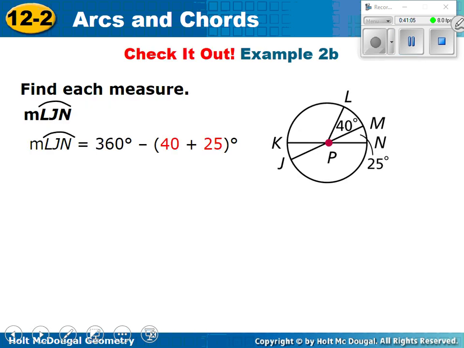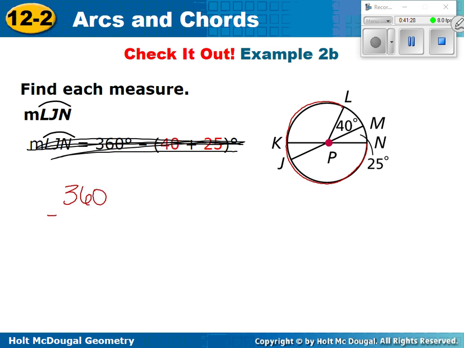You shouldn't have had this little part here on your notes. Ignore that. Bless you. LJN. What kind of arc should that be? Major. That means you start at L, you go in the direction of J, all the way around to N. So what could you have done to figure that arc out? 360 minus what? 65, because you didn't want 40 and you didn't want 25. So what did you get for your answer? 295 degrees. Make sure you're putting degrees on your answers. Arcs and angles are both measured in degrees.